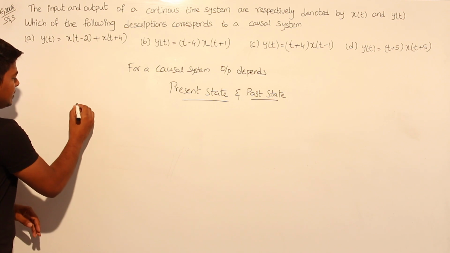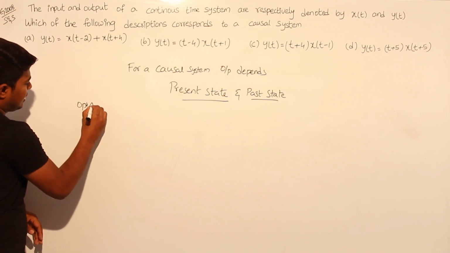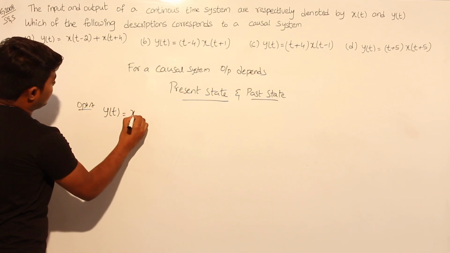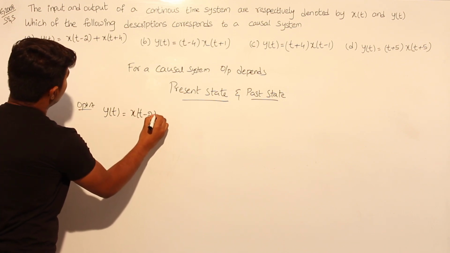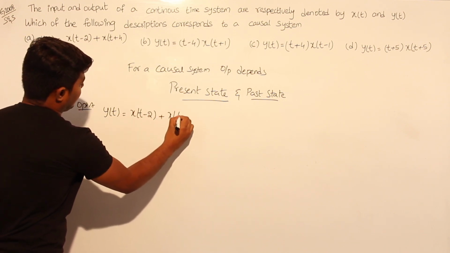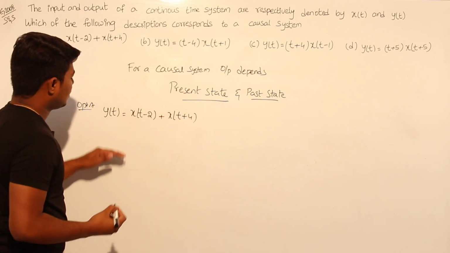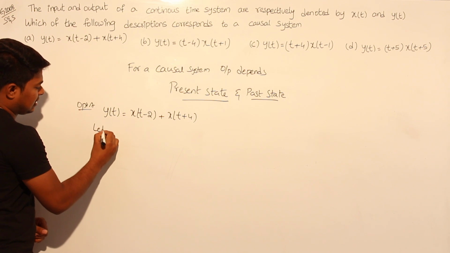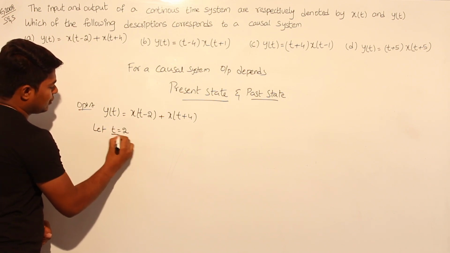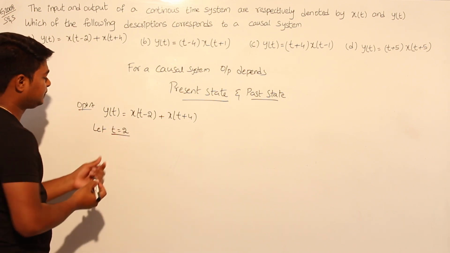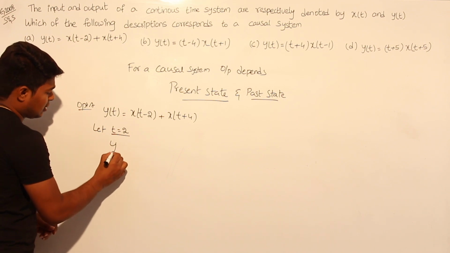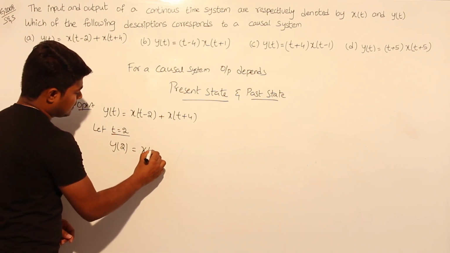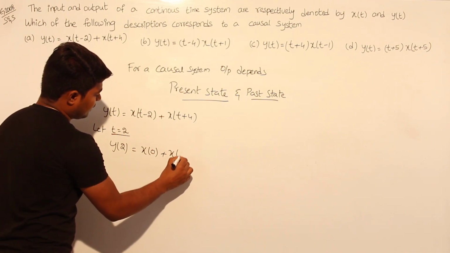We will take option A. Write it down as it is: y of t is equal to x of t minus 2 plus x of t plus 4. Now we need to check the present and past state. Let t equal to 2. I am taking 2, you can take any value, since these are variables. Now y of 2 is equal to x of 0 plus x of 6.